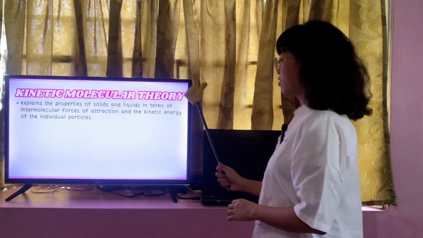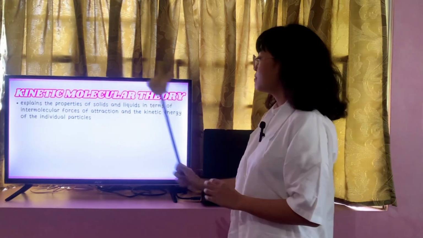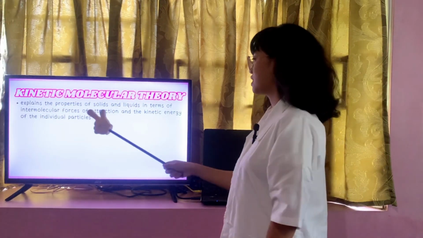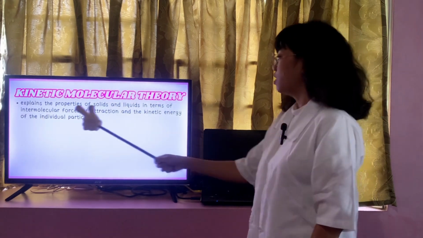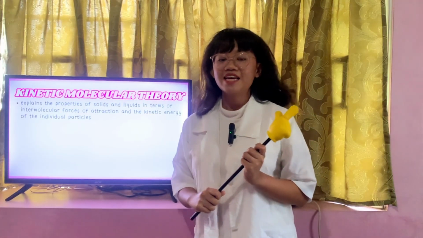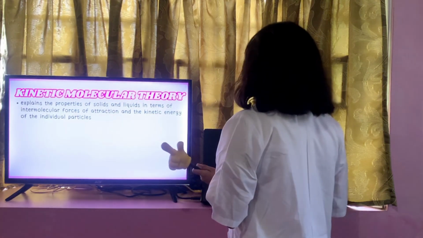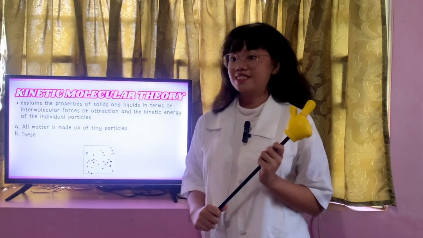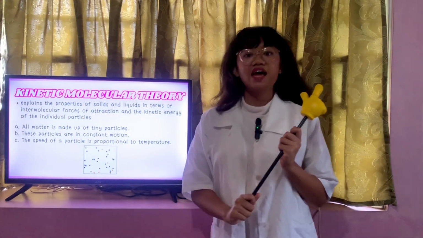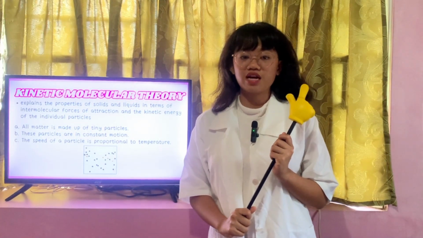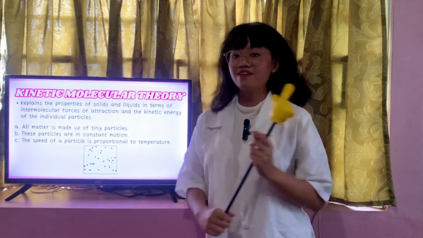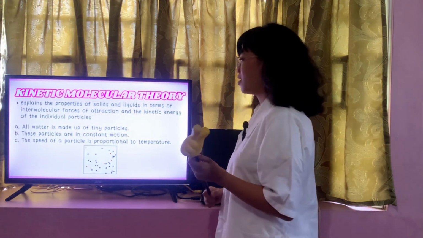The kinetic molecular theory, or KMT, helps explain the properties of solids and liquids in terms of intermolecular forces of attraction and the kinetic energy of the individual particles. Now, there are three statements that practically define the kinetic molecular theory. First, all matter is made up of tiny particles. Everything we see around us is made out of tiny particles which serve as the building blocks of their existence. And even our bodies are made up of tiny particles.